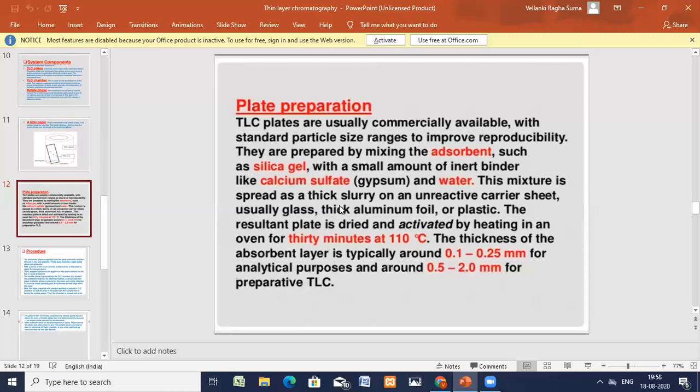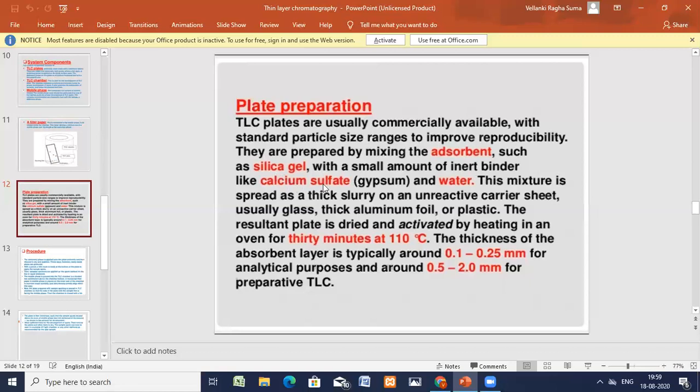Sometimes the applicator is held stationary and the plate is pulled through the slurry. The slurry layers are dried and then activated at 110 degrees. See, in all the above methods, for the adsorbent layer to adhere firmly, an adhesive like calcium sulfate binder is added.